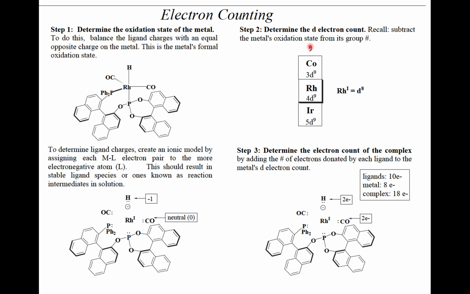Once we've sorted that out, we would go over to our periodic table. We would see that rhodium neutral would be 9 electrons. So if we remove 1 electron from that, we get that rhodium 1 is a d8 complex. All right, now we're ready to do the electron count for the whole complex. The metal, we just figured out, contributes 8 electrons. For the ligands, we get 2 from the hydride, 2 from this CO, 2 from that CO, 2 from this phosphorus, 2 from that phosphorus. So we get 2, 4, 6, 8, 10 from the ligands. We get 8 from the metal. So this is an 18 electron complex.